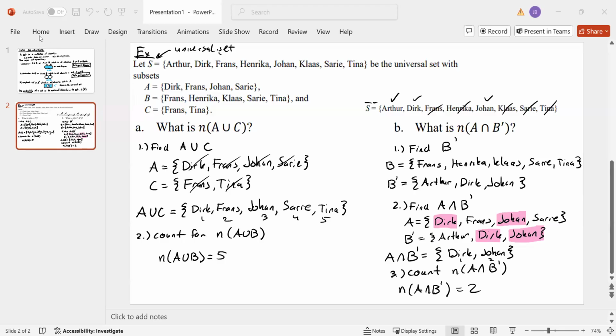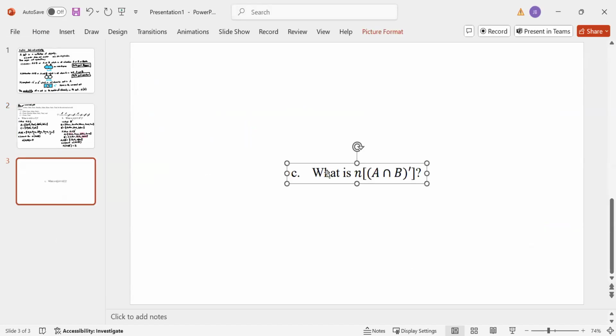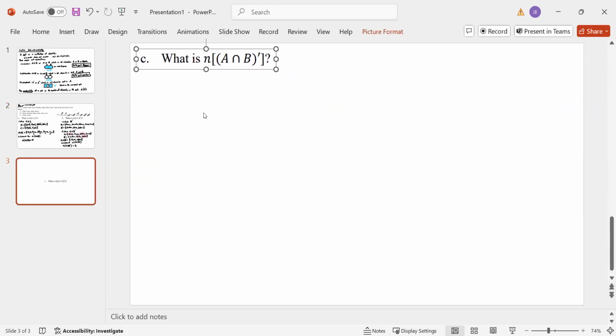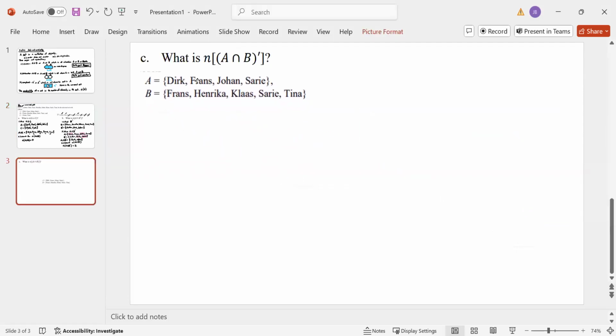Okay, so doing the last one. And so one thing to remember is that when you're doing set operations like these, order of operations is still in place. So you do the inside of a parentheses and work your way out. So for this one, what is the cardinality of A intersect B complement? So I am going to first find the intersection and then find the complement of the intersection. Okay. So I'm just going to copy the sets over so I have them right there. So A and B, like that.